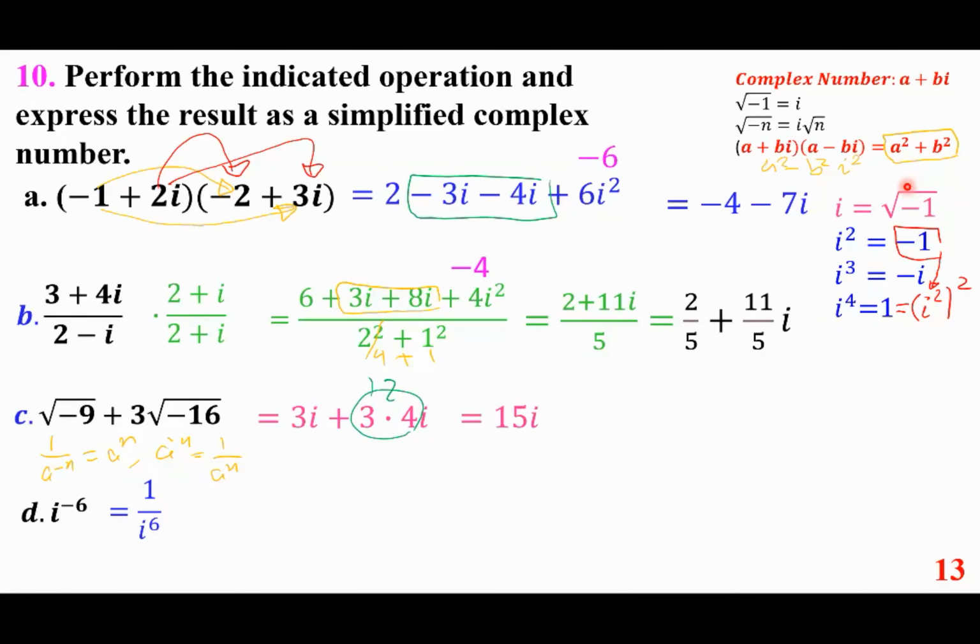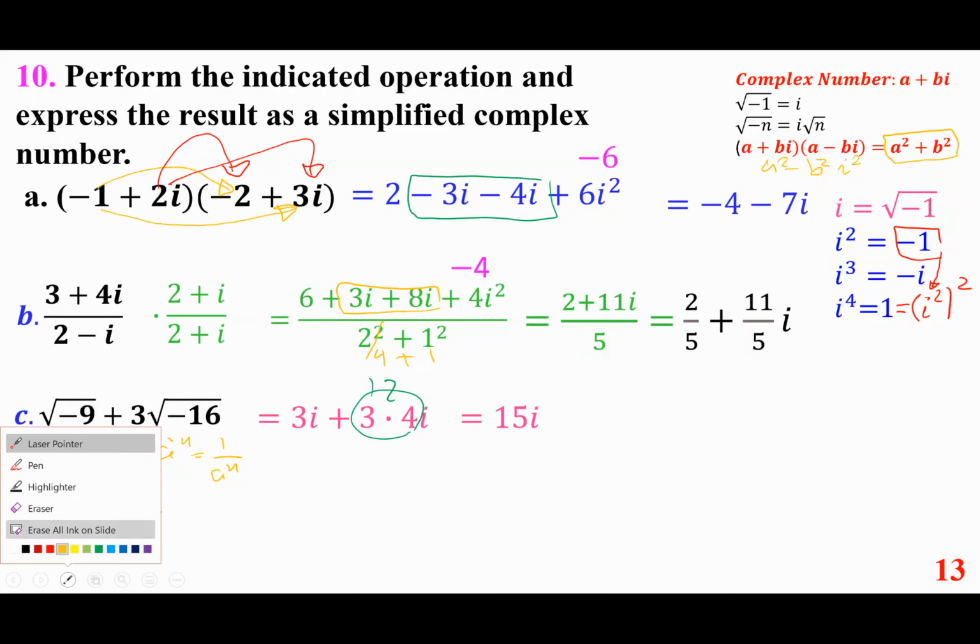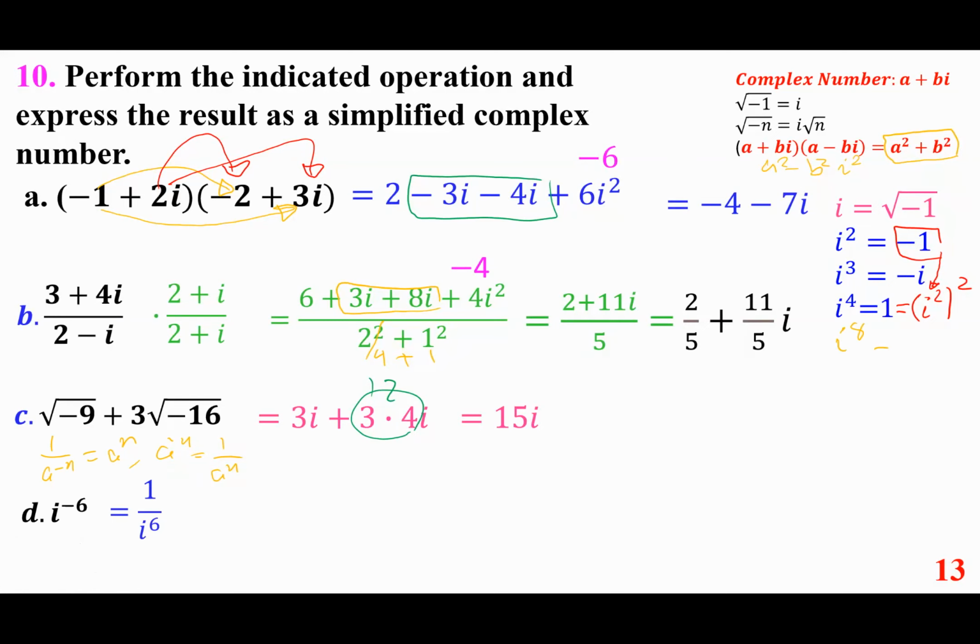So all you have to do, remember I to the power of 4 is 1. So if I have I to any power that is divisible by 4, it becomes 1. For example, I to the power of 8 must be 1. Why is that? Because I can write it as I to the power of 4 squared, which is 1 squared, which is 1.